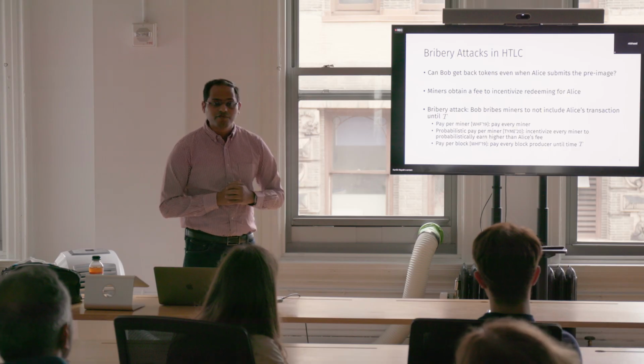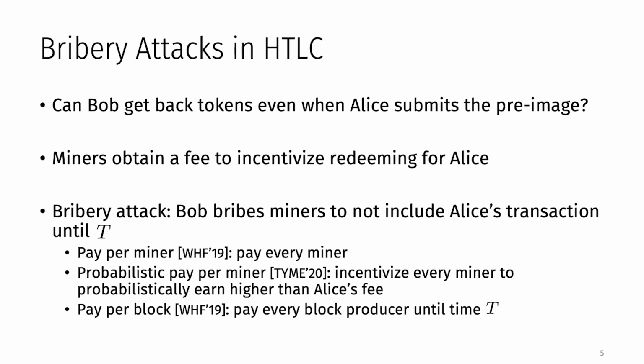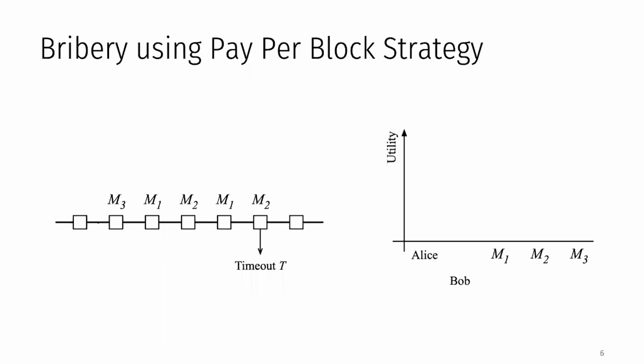A third way of doing this, again proposed by Winzer et al., was to pay per block. For every block that is being produced, Bob will bribe them some amount of money. Okay, this may be slightly higher than the transaction fee, and you'll keep doing this until time T. So let's see how this pay-per-block strategy fits in over here.